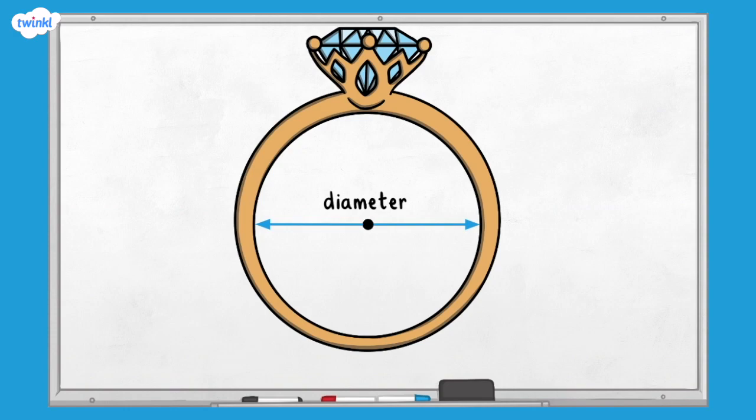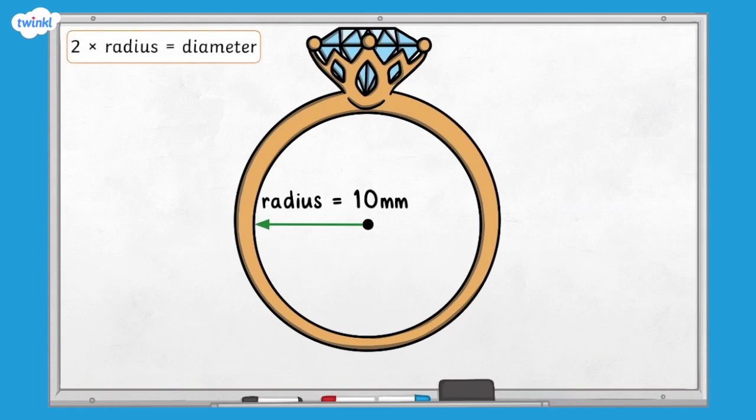The diameter of this ring is 20 millimetres. Look at the measurement for the radius of the same ring. Can you see any relationship between the radius and the diameter? Yes, the relationship between the radius and the diameter of a circle is that the diameter of a circle is 2 times greater than the radius.